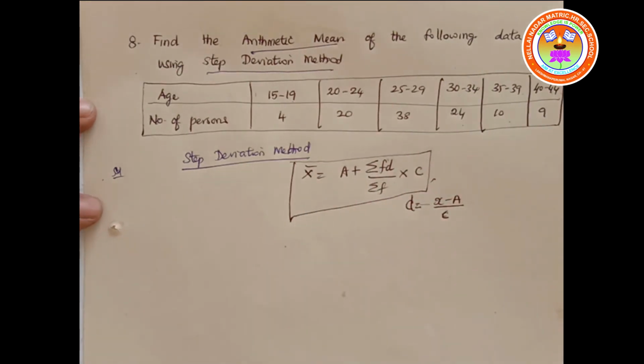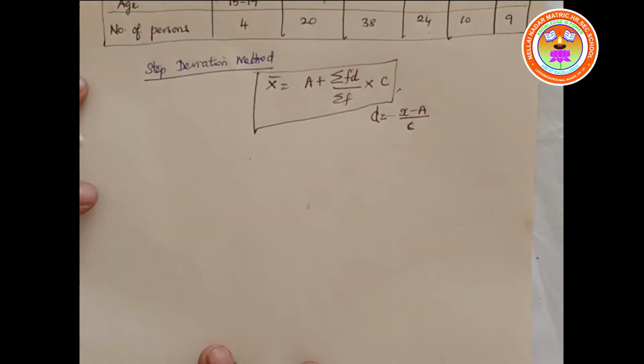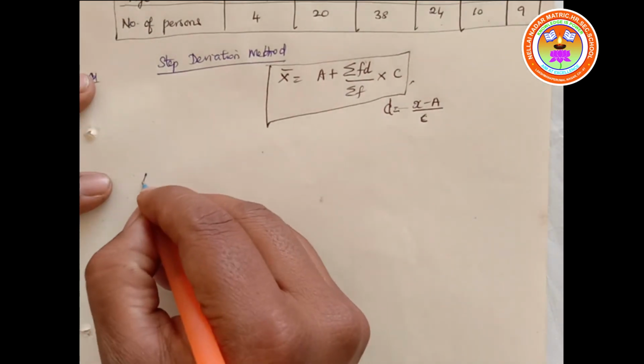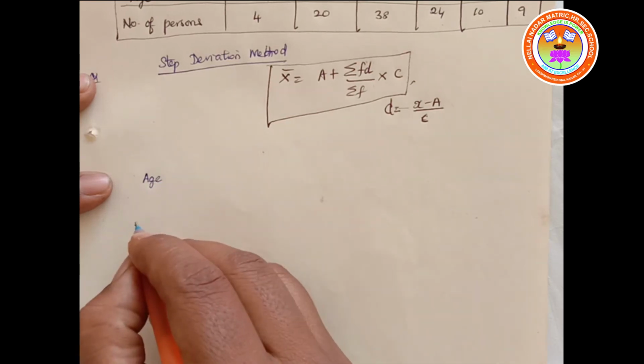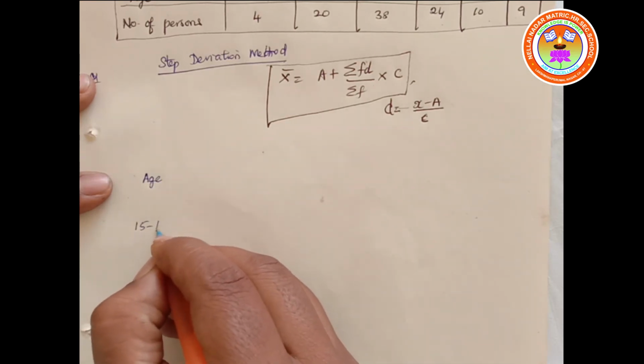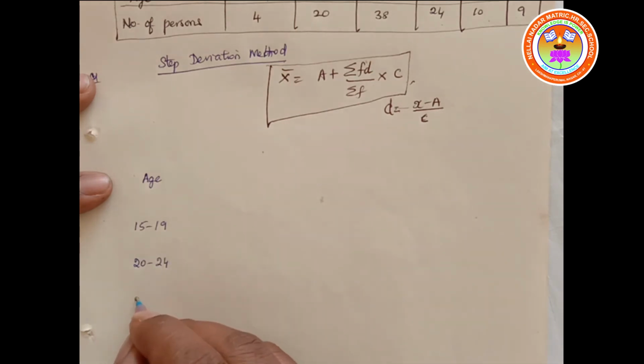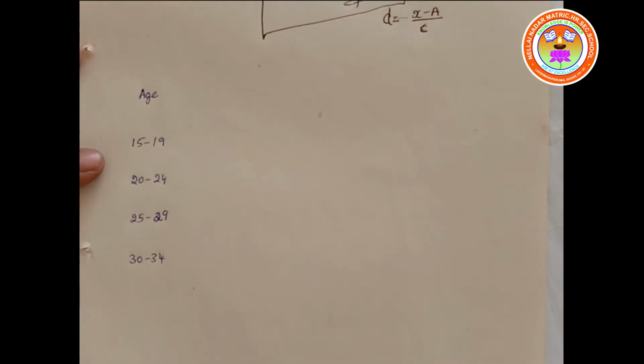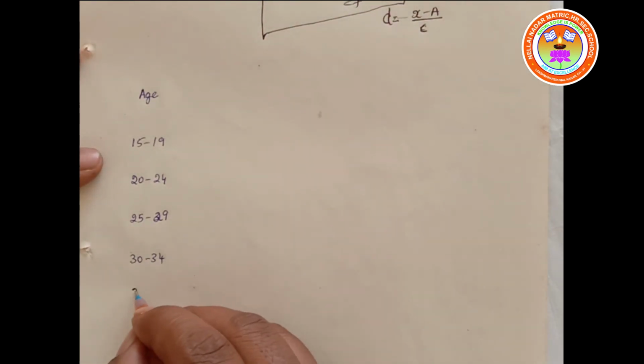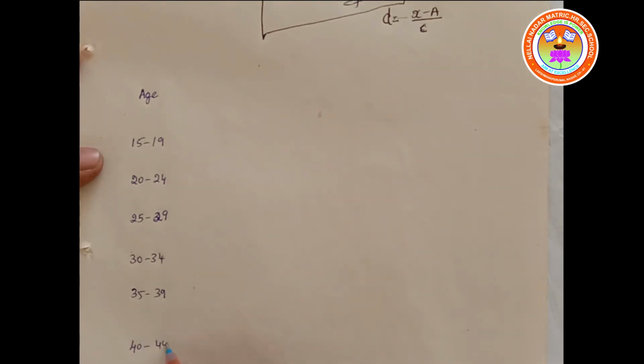Right. First, the given class intervals, that is age: 15 to 19, 20 to 24, 25 to 29, 30 to 34, 35 to 39, 40 to 44.